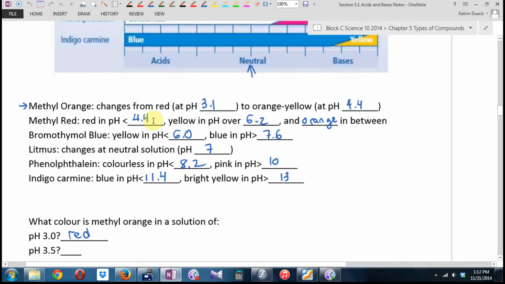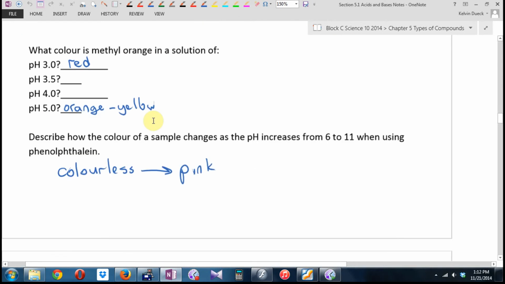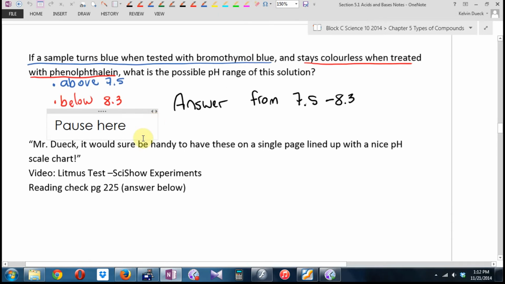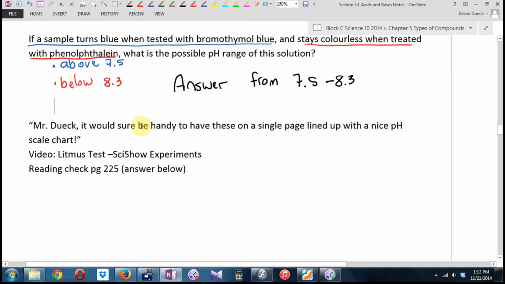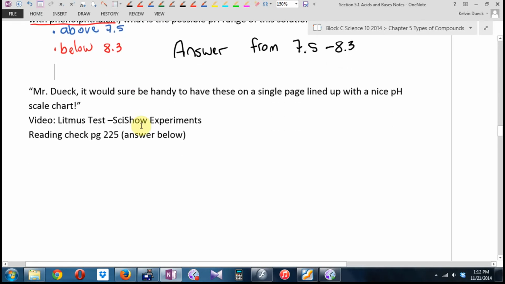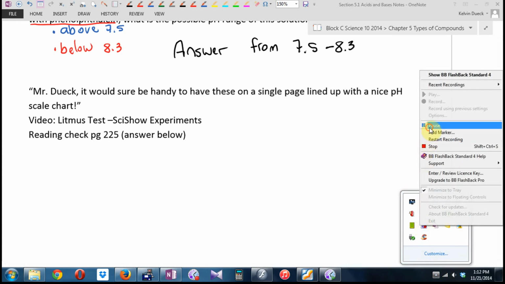We talked about different ones that change different colors, and I think we left off right here. Pause here. Okay? I said, Mr. Dueck, it would sure be handy to have these on a single page lined up with a nice pH scale chart. You've got it. The yellow sheet. Put your pencils down. Little video to show you.